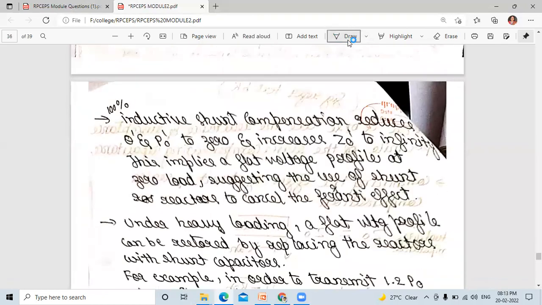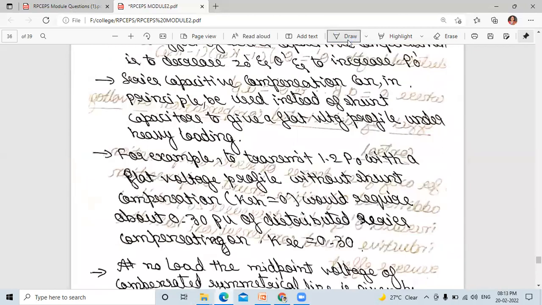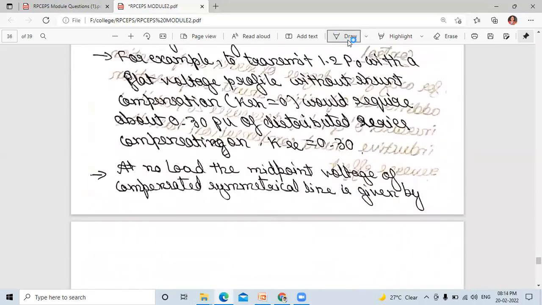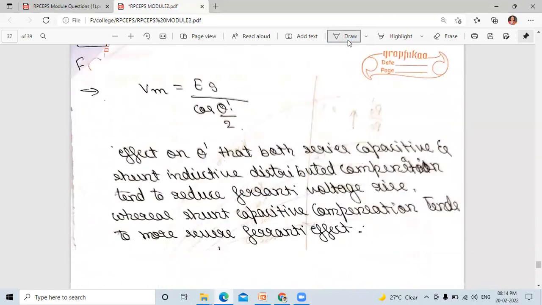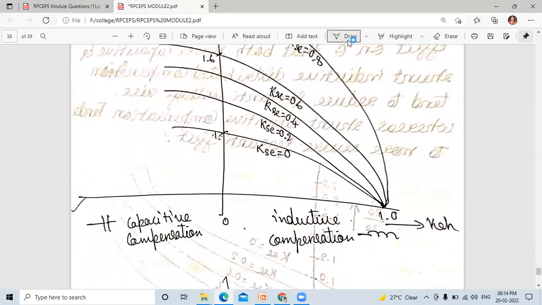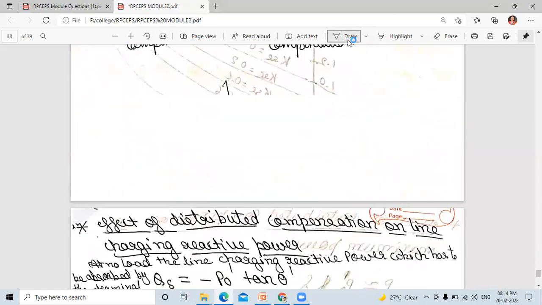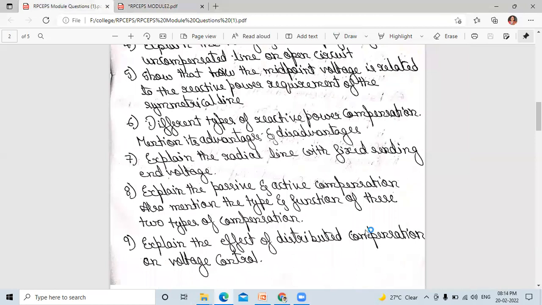they may ask for 10 marks, they may ask for 8 marks. You need to mention the example also, you need to mention the equation, and you need to mention the graph also. Okay, because it is allotted for 10 marks. What they have asked is the effect of distributed compensation on voltage control.